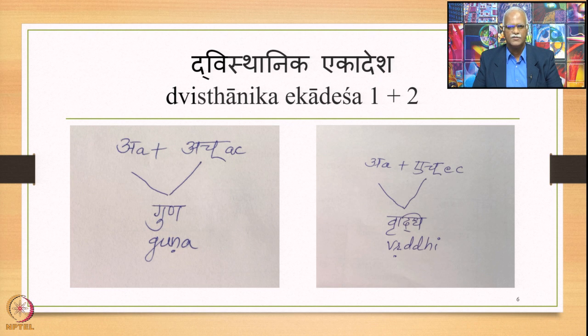Then we studied the five instances of dvisthanika ekadesha. The first and the second one are stated on this slide. So if you have a followed by any ach, in general, both of them get substituted by one guna substitute. This is the first instance. And the second instance is if a is followed by ech, both of them get substituted by vriddhi. Of course, in the samhita mode, so a and ech, a and ach, they are all in the samhita mode. And guna over here and vriddhi over here are the substitutes.